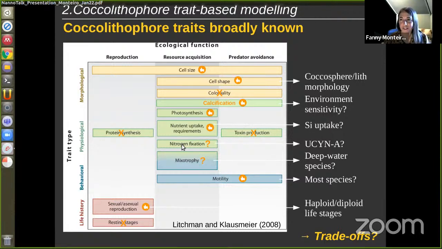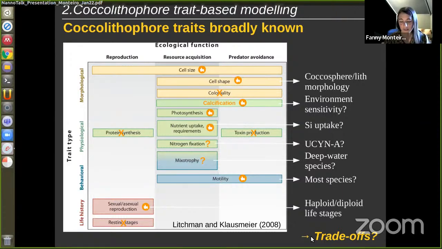There's some debate about nitrogen fixation. I don't know how many of you know about it, but Rhodosphaera is found to be in a symbiotic relationship with the nitrogen fixer called UCYN-A. So there is this potential for nitrogen fixation in coccolithophores, which I find very interesting. Then there's some assumption that the deep water species of coccolithophores probably live deep down there because they do mixotrophy. We assume that most species are motile, and then we know they have two life stages, haploid and diploid, so asexual and sexual reproduction. So we have quite a broad understanding about what coccolithophore traits are.